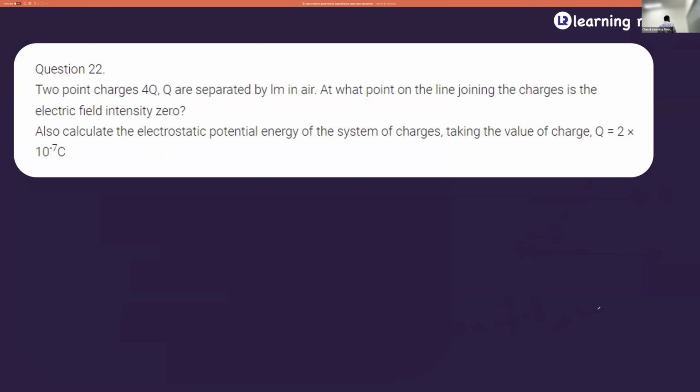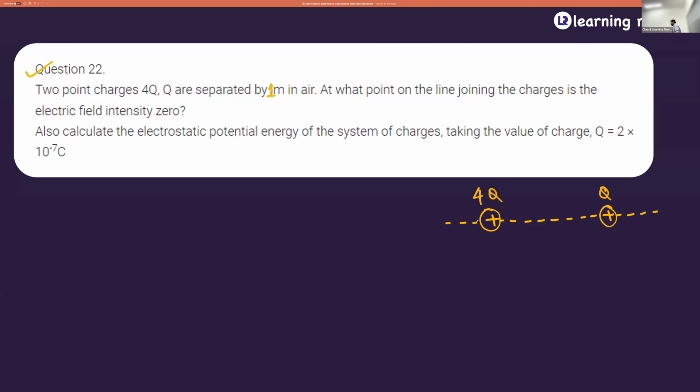Okay. Let's see the next question. There are two point charges, 4Q and Q, which are separated by 1 meter in air. At what point on the line joining the charges is the electric field intensity 0? So if I take this to be 4Q and the other charge to be Q, on the line joining the charges, where is the electric field intensity 0?